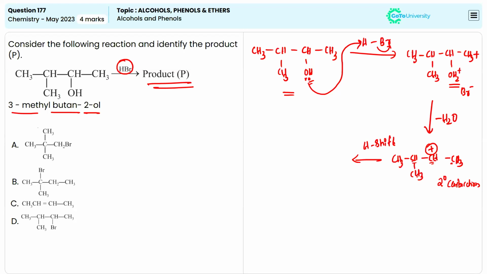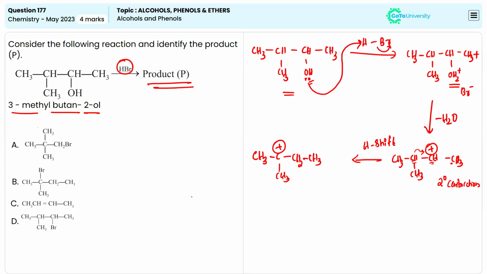So when they are undergoing hydrogen shift, what will happen here? The hydrogen from this methyl group connected carbon will move to the positively charged carbon and they will produce a more stable carbocation, CH2, CH3. So this is the positively charged carbon.